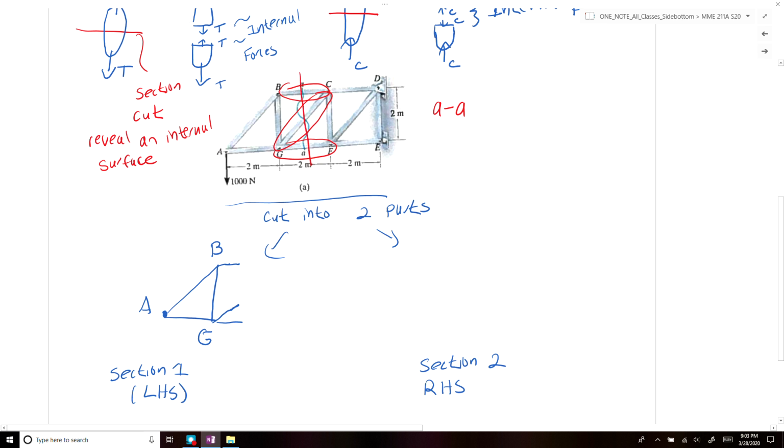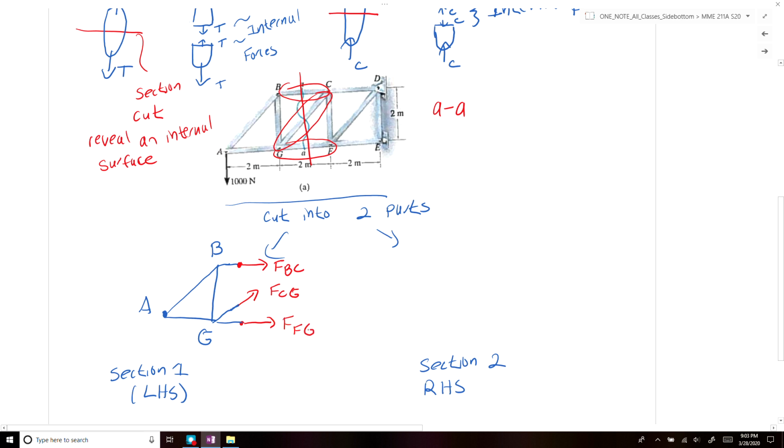Because we did our section cut through these three members, the internal forces will now be exposed on these surfaces. For member BC, we'll have the internal force within that member, FBC. For member CG, we'll have the force FCG. And then for member FG, we'll have the force FFG.